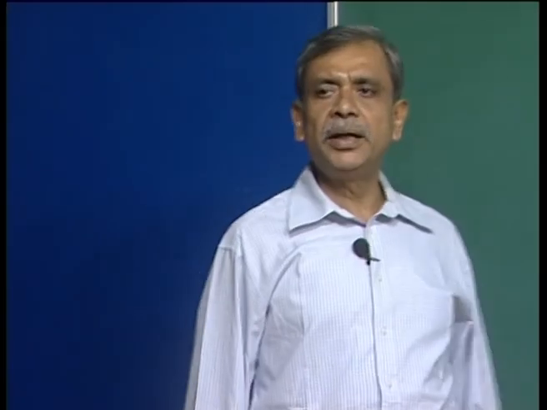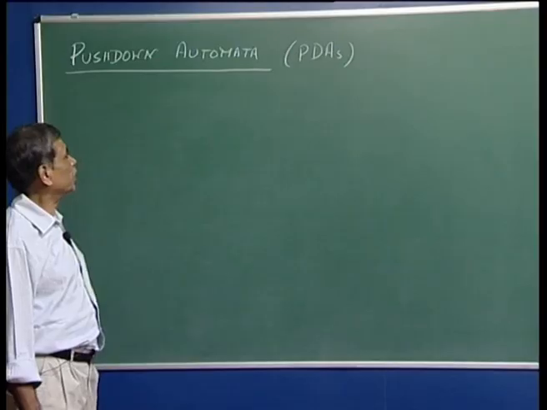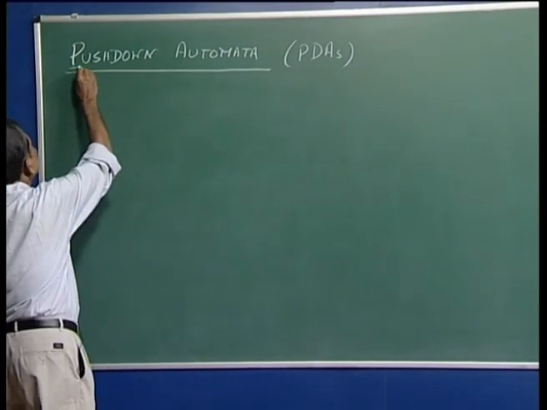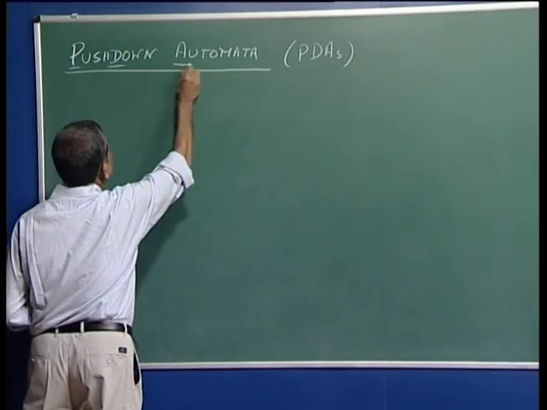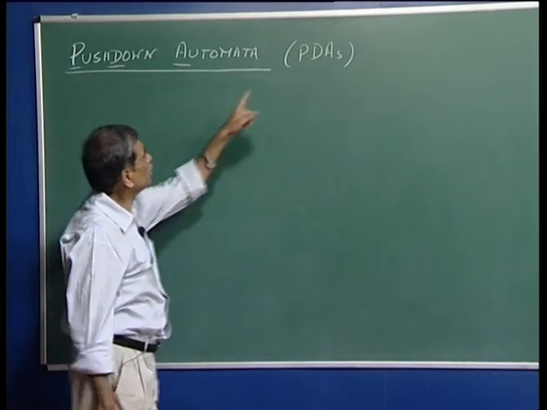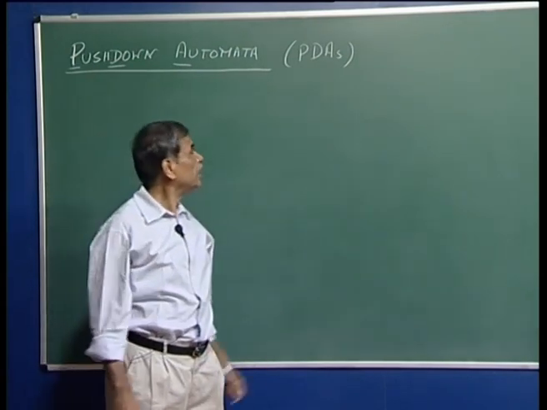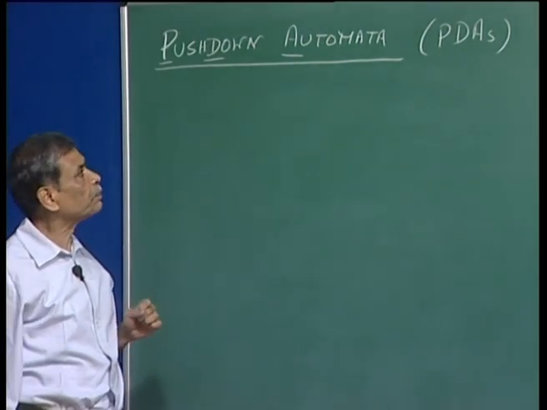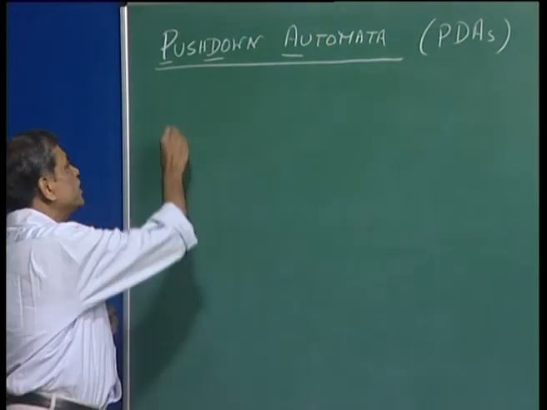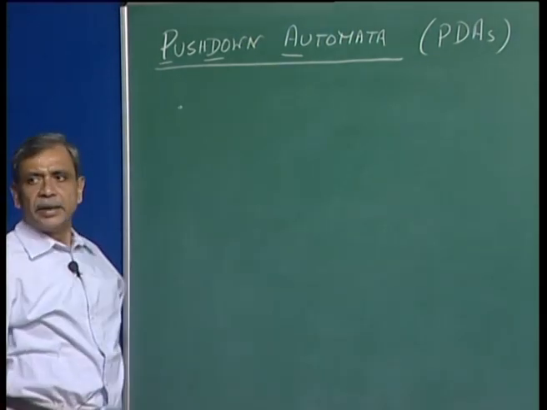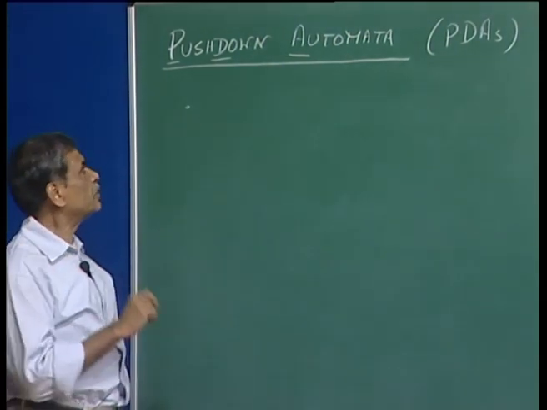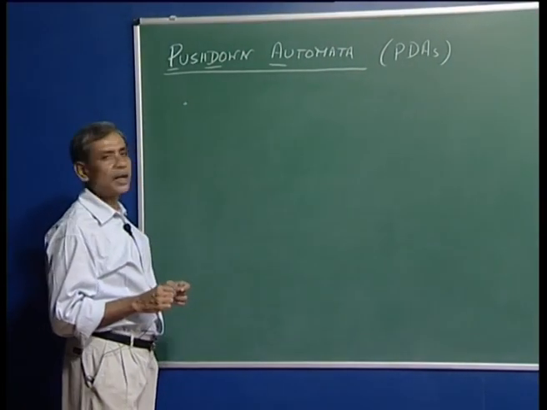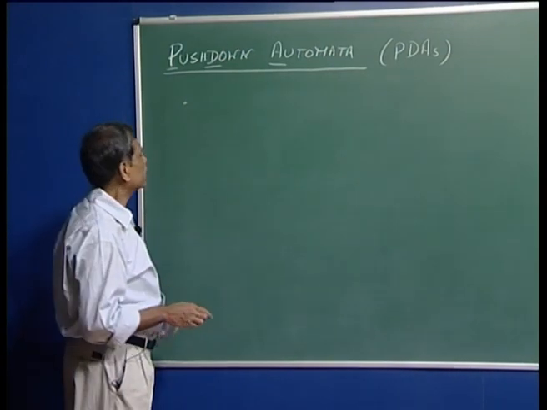We shall now study a new class of automata called pushdown automata, PDA. These three letters constitute the acronym for this class of automata. So, for short we call them PDAs, pushdown automata or PDAs. These PDAs, we will see, recognize precisely the class of context free languages.